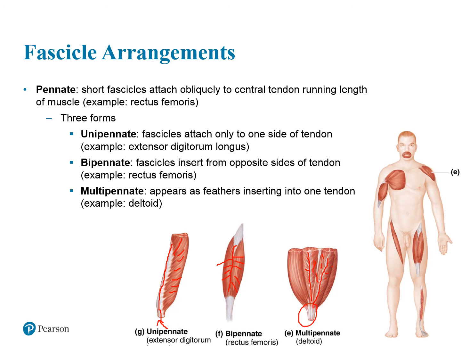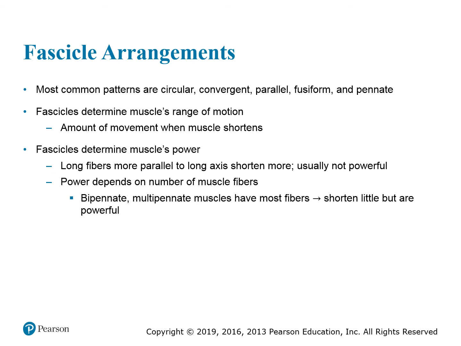on one tendon. This is a bit different from the convergent arrangement that we saw because we have multiple tendons with their fascicles attached. So again, your most common patterns of fascicle arrangement are going to be circular, convergent, parallel, fusiform, and pinnate.